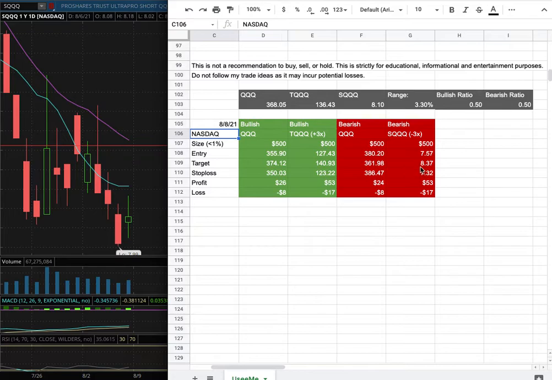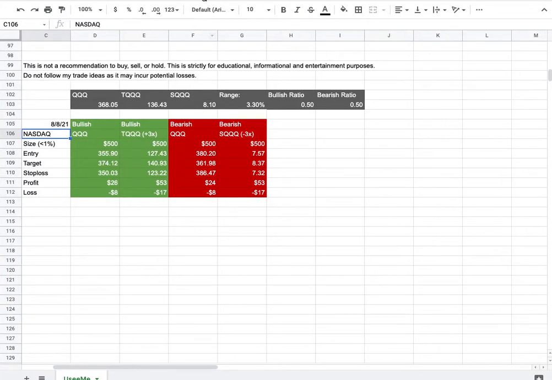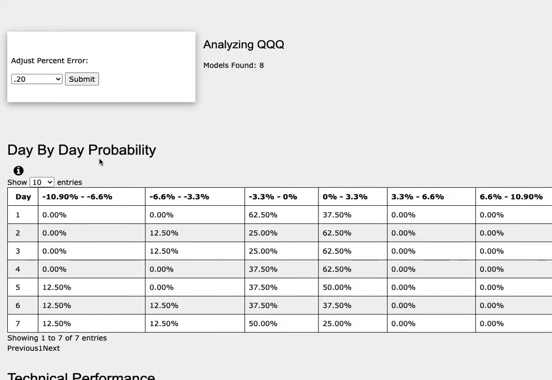$7.57. My sell target is at $8.37, and that is this range here. My stop loss is at $7.32. So how did I develop these trade ideas? It all comes from the day-by-day probability model.